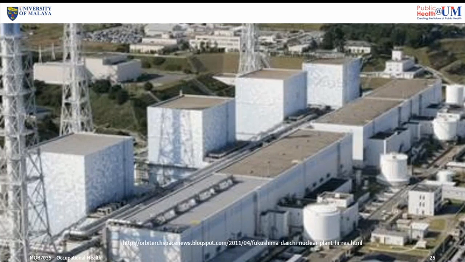Where is this? Nuclear reactor. Yes, this is a nuclear plant. This is the Fukushima power plant. All right, Fukushima power plant in Japan. What happened? What happened to the Fukushima power plant? Temperature rose up and then it burst.